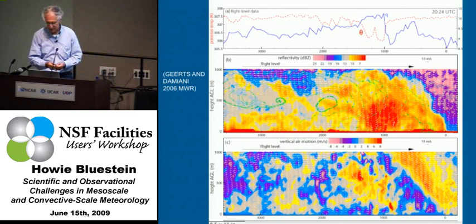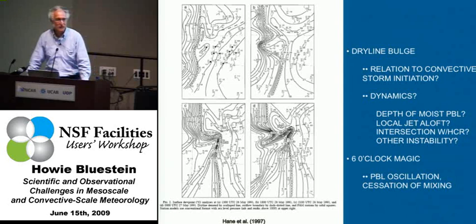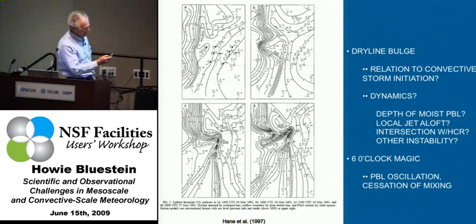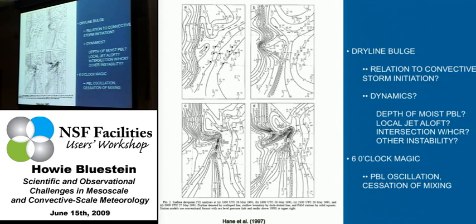One interesting problem that occurs near the dry line, which is a mesoscale boundary separating moist Gulf air from dry continental air, is something called the dry line bulge. The dry line is not uniform in the north-south direction, but it bulges eastward in certain locations. And we think that there's a relationship between the dry line bulge and convective storm initiation.